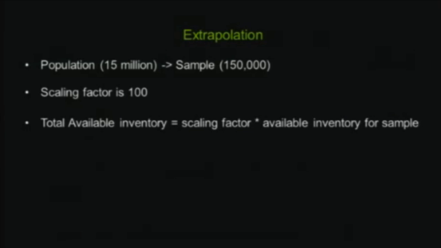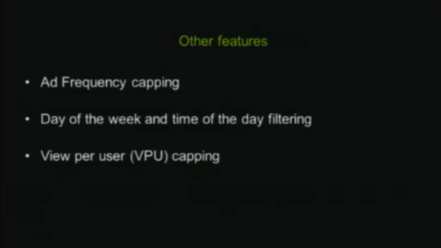All our calculations were actually on a population sample. So to get the final value, we want to make sure that we also scale it back to the actual size. This is an example of how you would do that. If you've scaled down your sample from the population by a factor of 100, you want to multiply that back to the answer that you've received from the previous step and get the total inventory. In addition to this particular forecast, we've added a bunch of other features which are very non-standard and not available in off-the-shelf solutions, like capping the frequency of ads that you receive and doing a bunch of other filtrations.